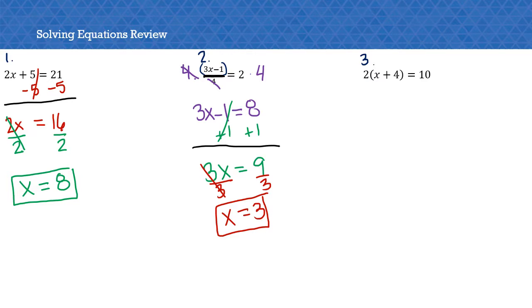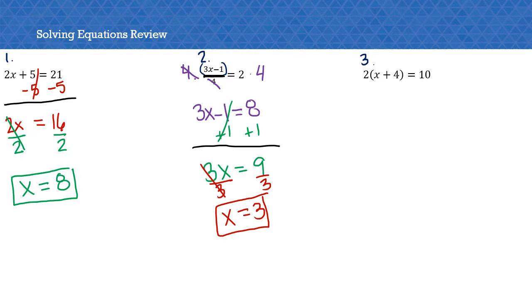And lastly, number 3, we have 2 times that whole group, x plus 4, is equal to 10. So for this one, we could do a couple of things. We could distribute that 2 through to the x and to the 4. But in this case, that's going to give us a couple extra steps if we do that.